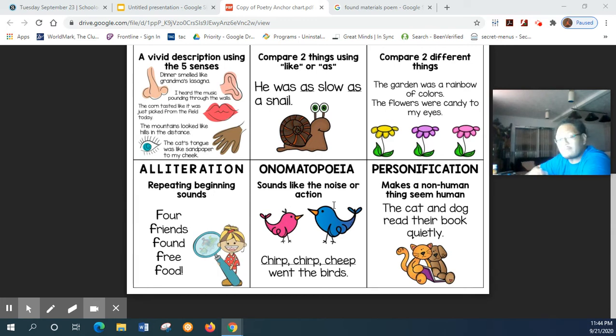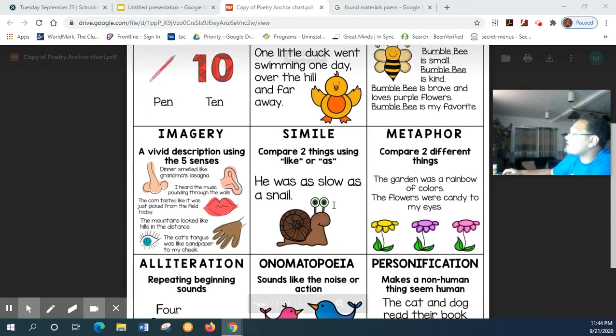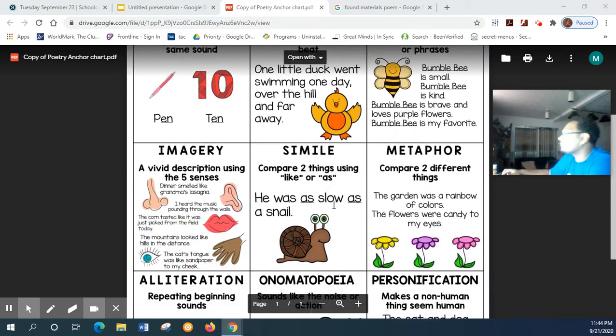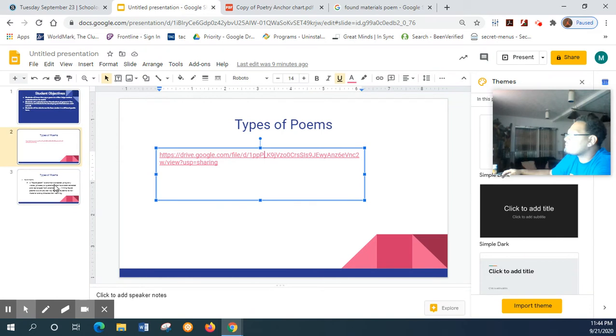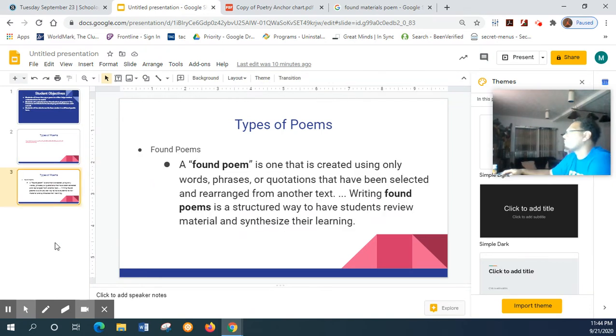You are using personification. Now we talked about these 9 different poems, right? Well, there's another poem that's also there, so we're going to increase your knowledge here. So there is another type of poem. It's called a found poem. A found poem is one that is created using words, phrases, or quotations that have been selected and rearranged from another text. Writing found poems is a structured way to have students review material and synthesize their learning.